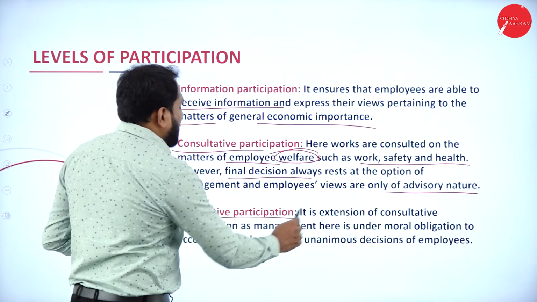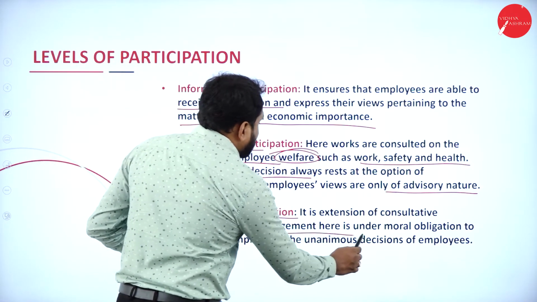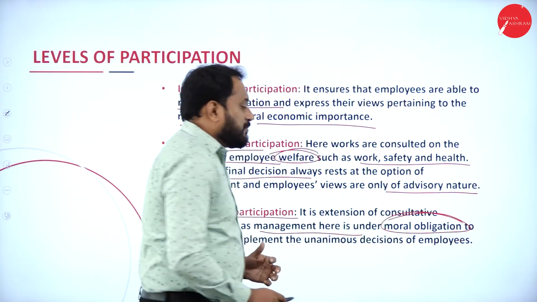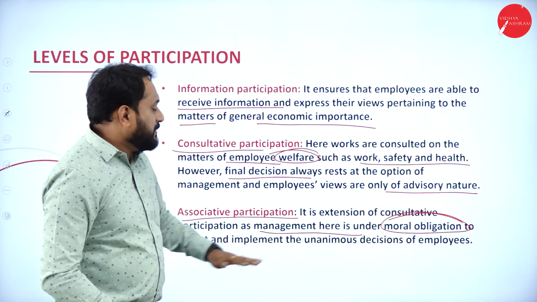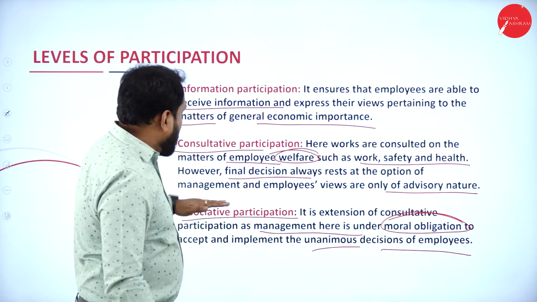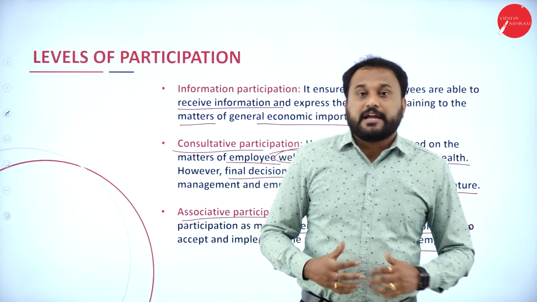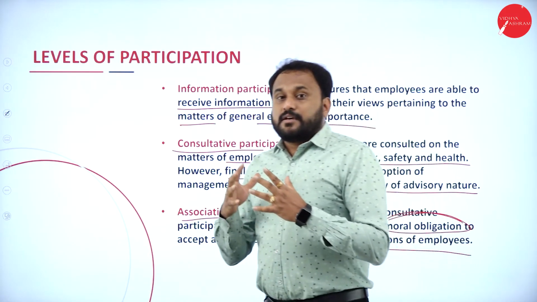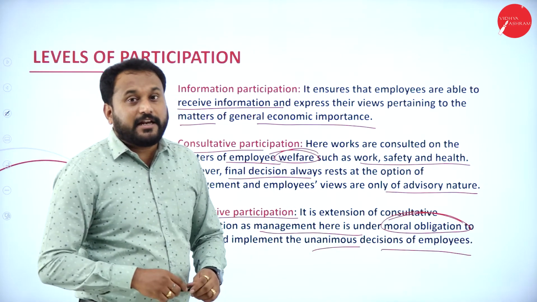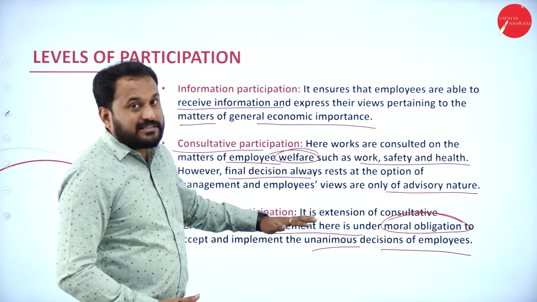Then associative participation. Now it is an extension of consultative participation, where management is under moral obligation. Now they have something called morality, that is, a moral obligation to accept and implement the unanimous decision of employees. When you go with associative participation and there is a unanimous decision taken by all the workers, it is not in the hands of the management. The management should take those decisions and implement them even if there is a loss. That's the reason they go with associative participation.